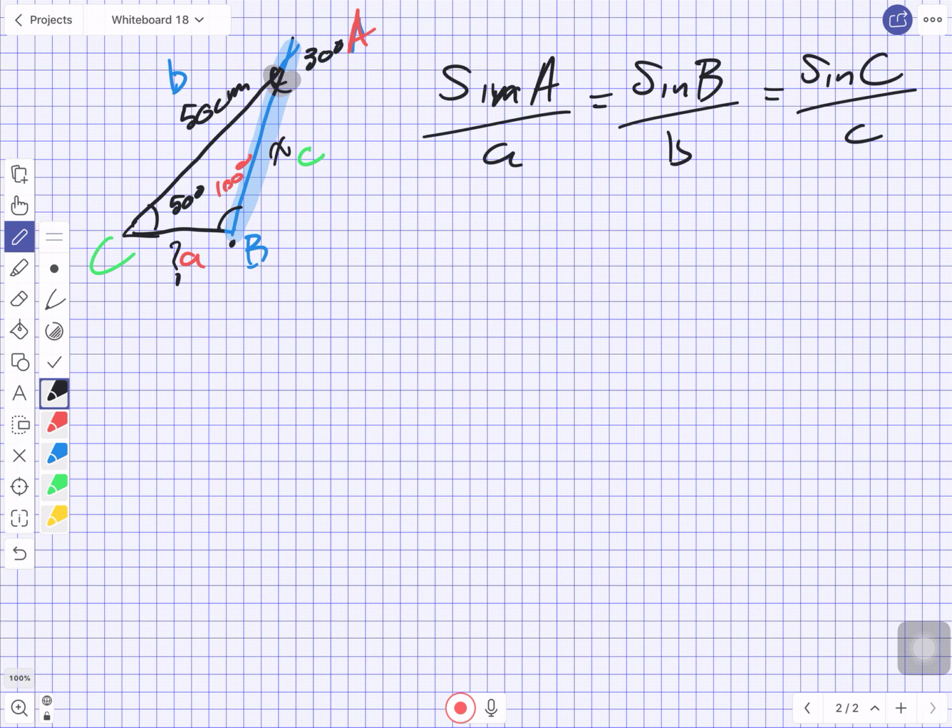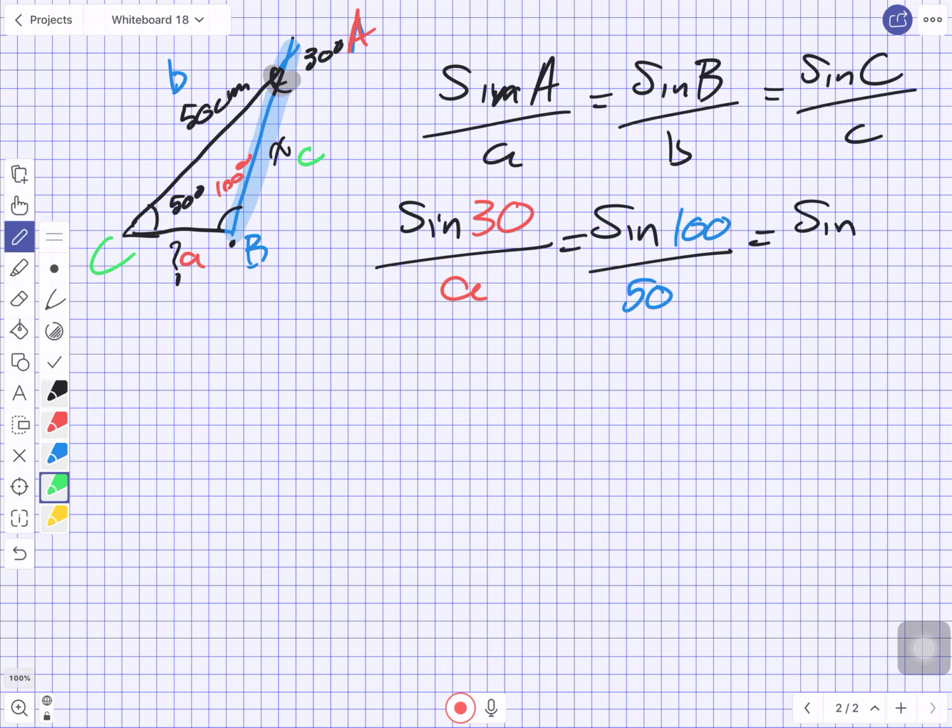So let's fill out our laws here. Sine A is 30. Side A is still unknown. Sine angle B, we said was 100, and side B was 50. And then finally, sine angle C is 50 degrees, and side C is unknown.